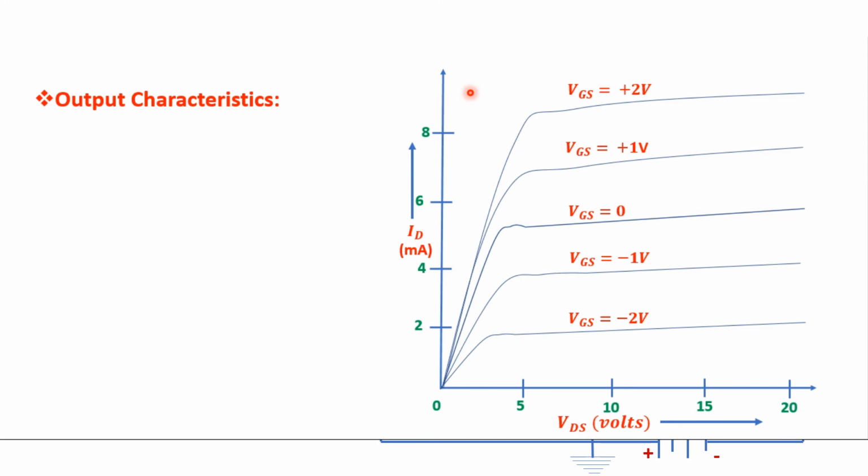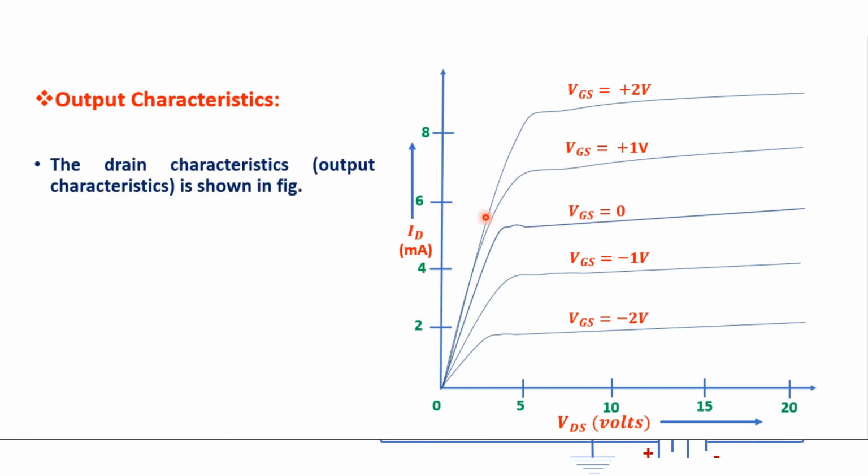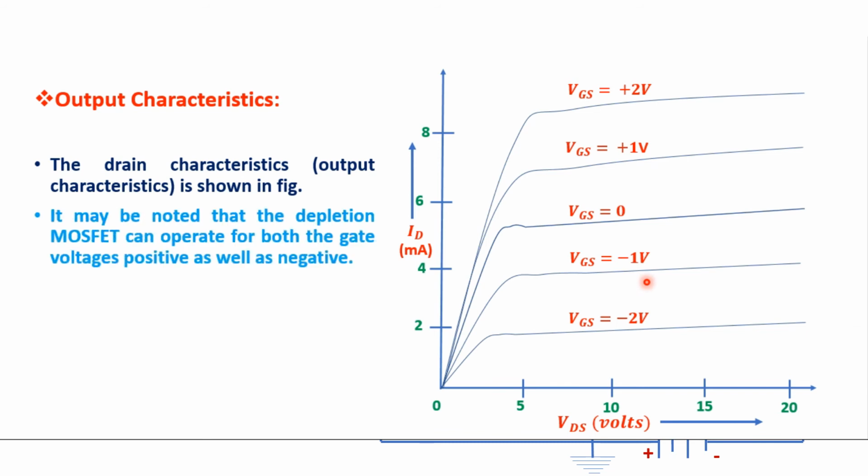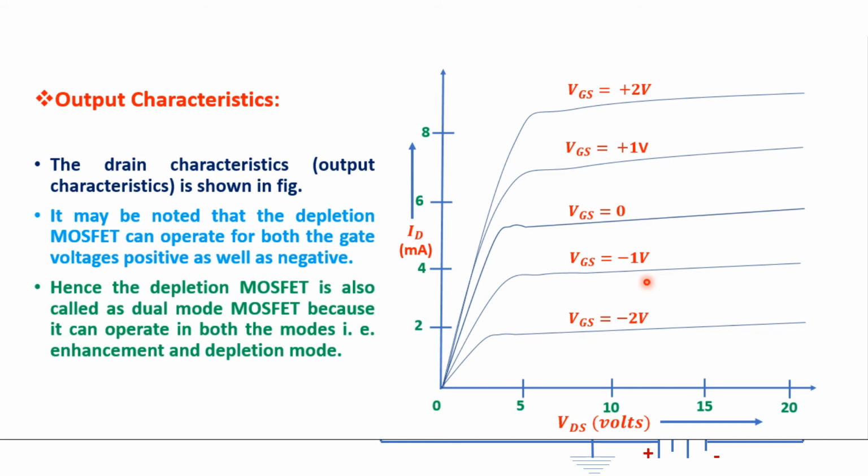Output characteristics of this depletion MOSFET. Now what is the output characteristics? Here this particular figure shows the drain characteristics, or we can call it output characteristics, of this depletion MOSFET. It may be noted here that the depletion MOSFET can operate for both gate voltages, that is positive as well as negative, just as we have discussed in detail. Hence the depletion MOSFET is also called a dual mode MOSFET, because it operates in both modes, that is enhancement mode as well as depletion mode.